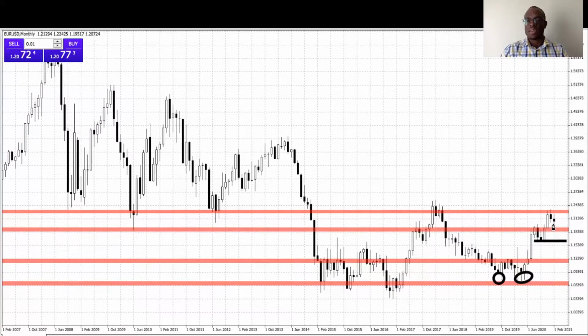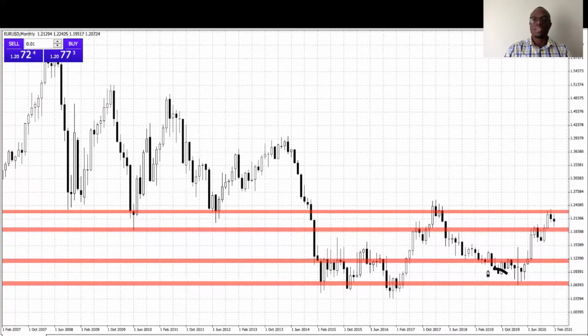Alternatively, if the price comes and breaks below this low, forming a lower high, we'll be expecting that the price will make a pullback and probably retest this 1.18388 zone before moving all the way down. Then now we want to take into account our general structure. What we can notice also is that there is a breakout, right? The price came and broke the 1.18388 zone.